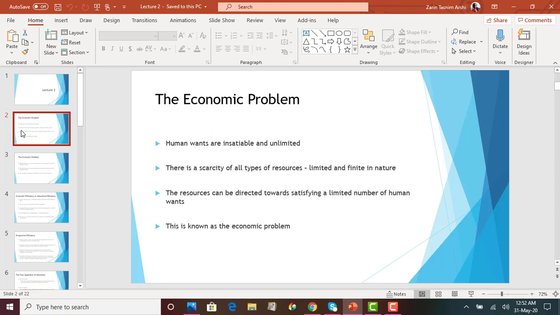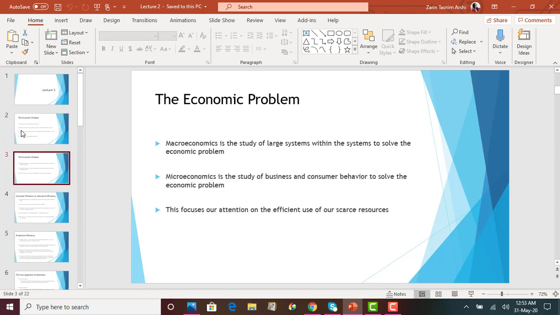We talked about this in the previous class, but officially this problem is called the economic problem, which means resources are scarce and human wants are infinite. In order to solve this problem, we have to allocate or distribute the resources efficiently, so we have to make choices that yield the maximum consumer satisfaction.